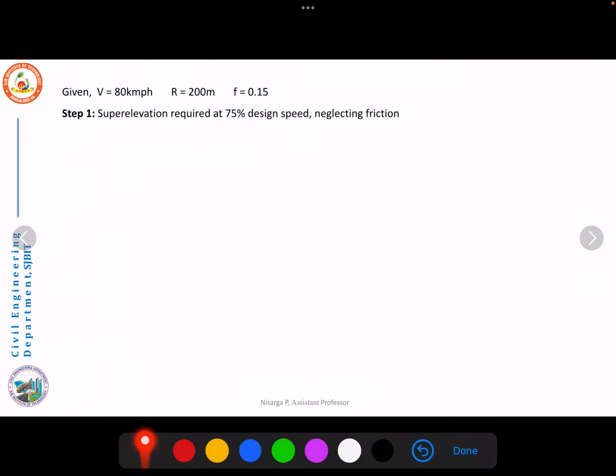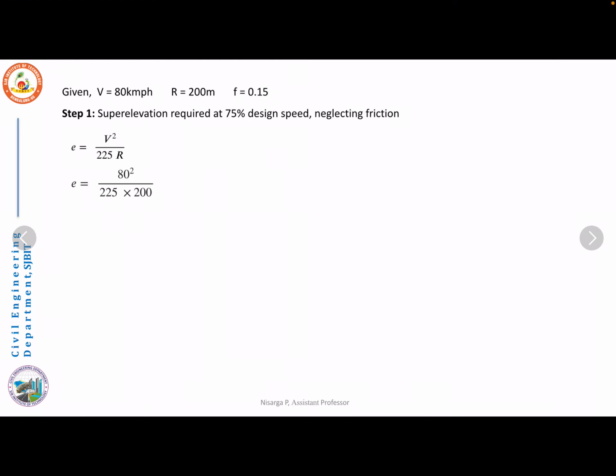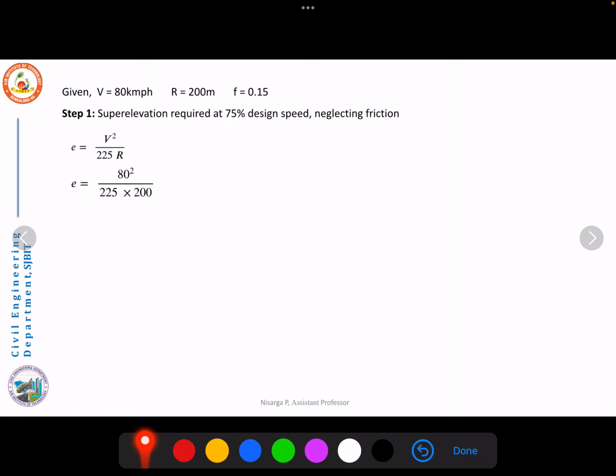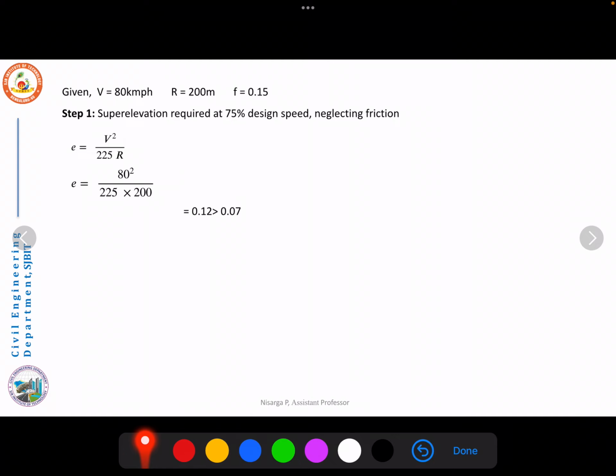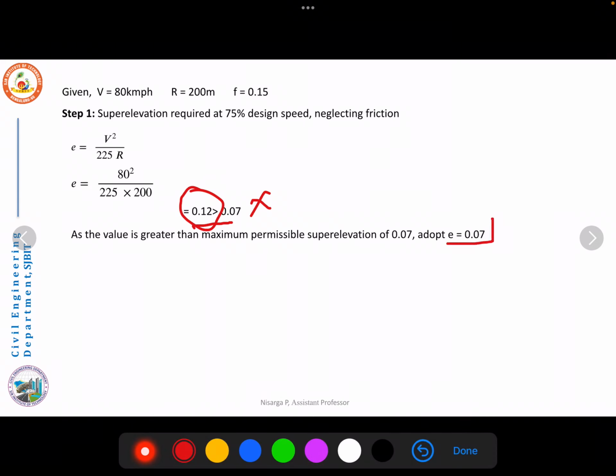In the first step, design the superelevation as per 75% of the design speed, neglecting friction. We have the same expression, the same step as we followed in the previous example. So now we can see here that the obtained superelevation value is greater than the maximum permissible superelevation value. Hence, we cannot accept the superelevation we have calculated, and we need to restrict the superelevation value to 0.07.